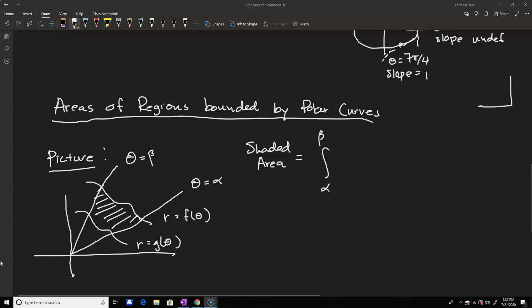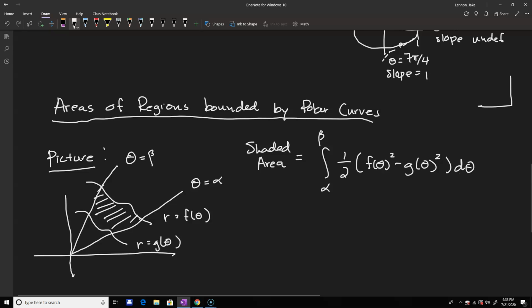We're going to get the same thing here, but since we have two curves in this picture, we're going to be subtracting those curves. So we're going to have 1/2 times f of theta squared minus g of theta squared d theta. That's our area formula when we're looking at the area between two curves. If you're just looking at one region between the curve and the origin, you can remove the g of theta and just do 1/2 f of theta squared, but this is more general.